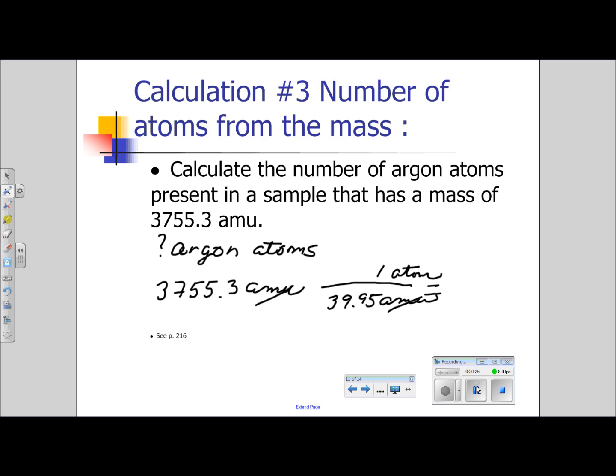Pause so that you can solve the problem. The answer is 94 atoms of argon. We box in our answers, check to see that it is feasible. Does this make sense? Yes, it does, and we've got the correct answer.